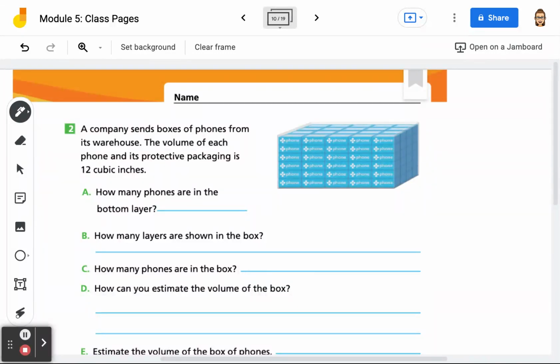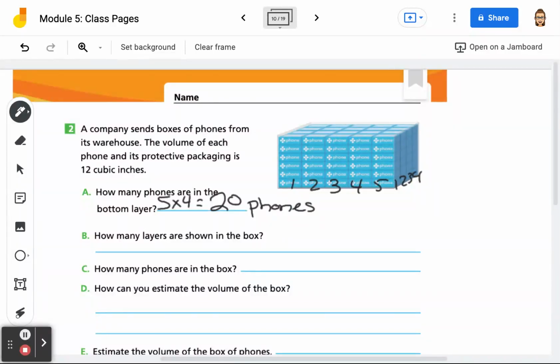So a company sends boxes of phones from its warehouse. The volume of each phone and its protective packaging is 12 cubic inches. How many phones are in the bottom layer? So we're going to go across. We have 1, 2, 3, 4, 5 by 1, 2, 3, 4. So we're going to do 5 times 4 equals 20 phones.